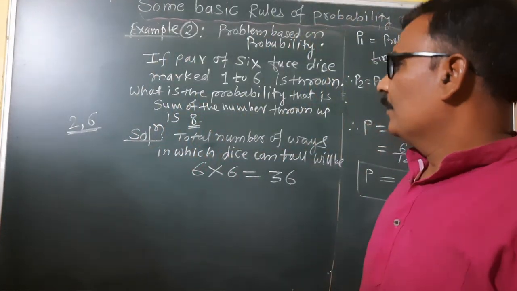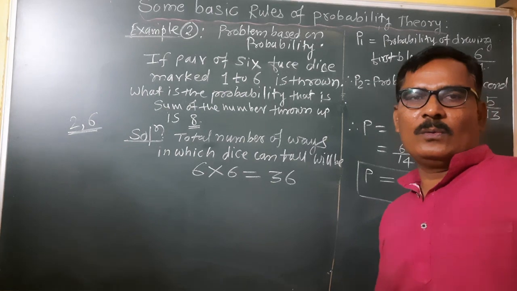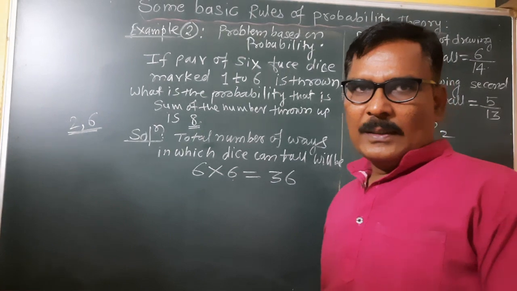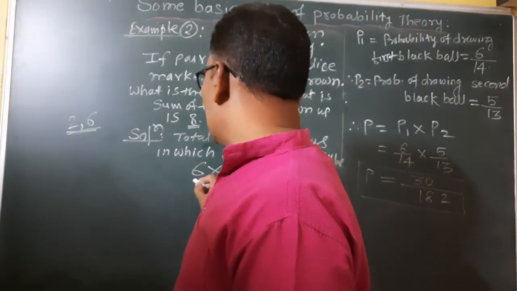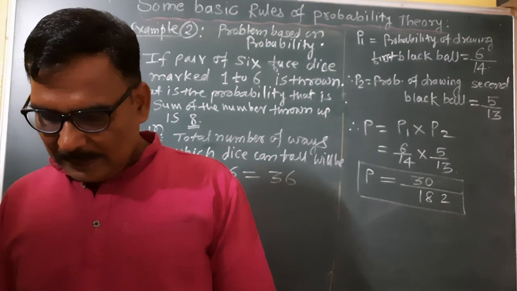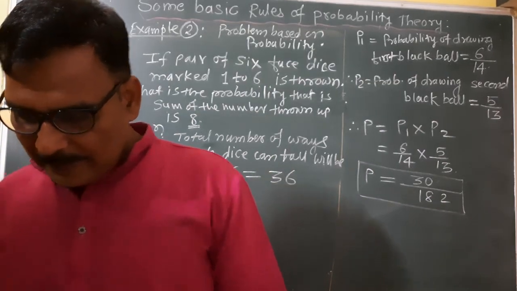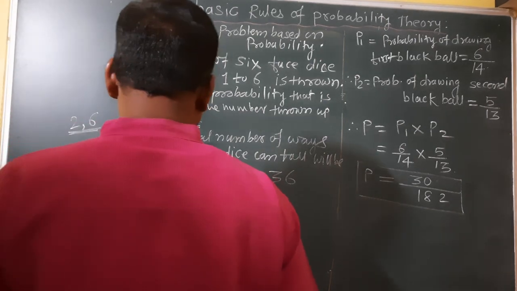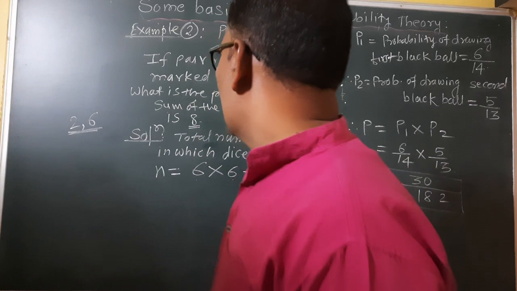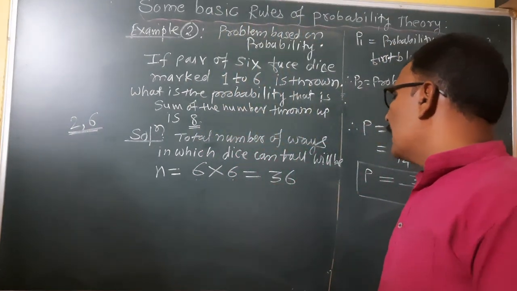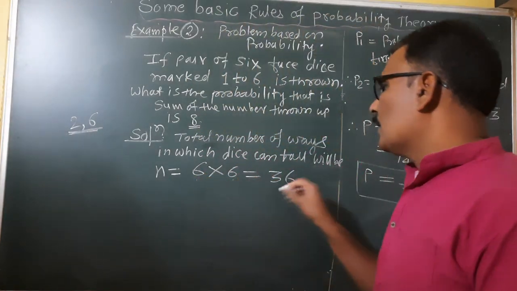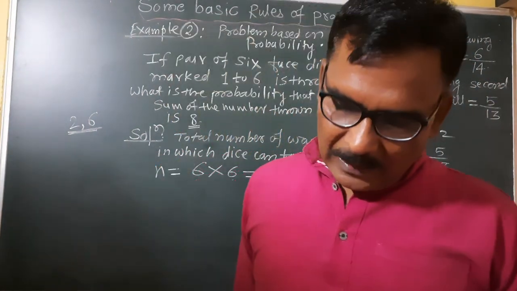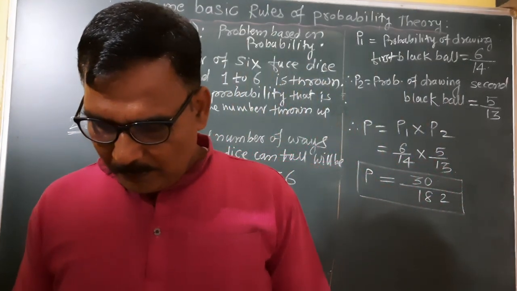How is it? The first die we have to throw, and the second die we also have to throw. That is multiplication of probability. We have 6 into 6, that is 36, and we write n is equal to 36. That is the total number of ways in which the dice can fall, n is equal to 6 into 6. A die has 6 faces, and we are considering two dice simultaneously.